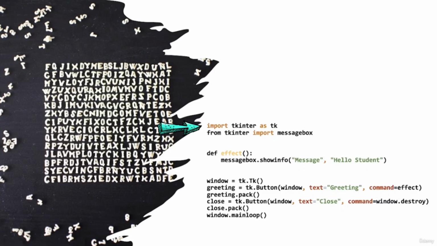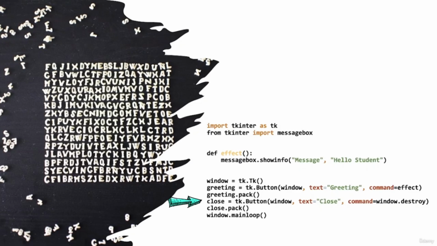Let's import the tkinter package as tk, get the messagebox module from the tkinter package, and create a function called effect. Our function will contain a showinfo, which will show a message box window with a message title and a hello student message. Now we'll create a window as well and two buttons, which will appear on our window. The first button will be titled greeting, to which we will bind our effect function using the command argument. We will use the pack method to arrange our widget.